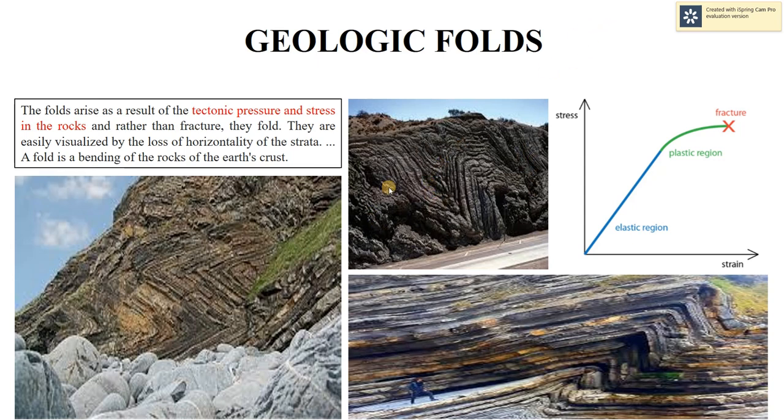Same thing we understand by over consolidation also, or the things that we study in geotechnical engineering, in soil engineering, the over consolidation and normal consolidation and certain things like that. So the pressure over here is actually a constant pressure, and it's a long-term pressure. So rather than fracture, these rocks folded themselves. Actually it changed its molecular composition and retained this kind of shape. They are easily visualized by the loss of horizontality of the strata. The fold is a bending of the rock of the Earth's crust. So look at this, wonderfully folded.